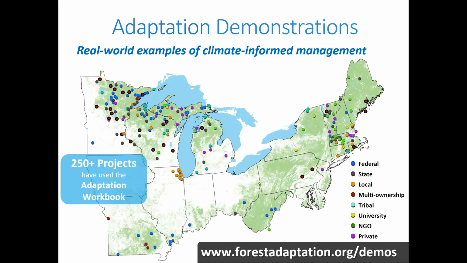So in a nutshell, that was the adaptation workbook and the adaptation menus and how we really walk through this process to help land managers start out from where they are and develop solid adaptation actions that really work for them. We have already over 250 examples of using the adaptation workbook with a variety of different landowners. So these are spread throughout the 20-state northeastern region and even beyond. Not all of them are online, but we have over 150, I think, already online.